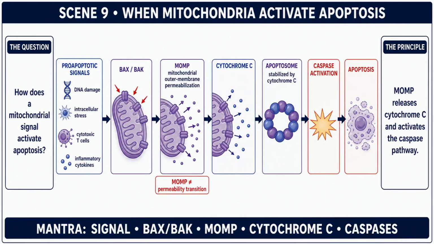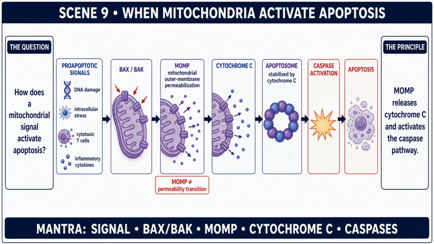The apoptotic pathway is different. Apoptosis can be triggered by extrinsic signals, such as signals from cytotoxic T cells or inflammatory cytokines, and by intrinsic signals, such as DNA damage or intracellular stress. Mitochondria integrate pro-apoptotic and anti-apoptotic signals and produce a final decision to proceed or not proceed.